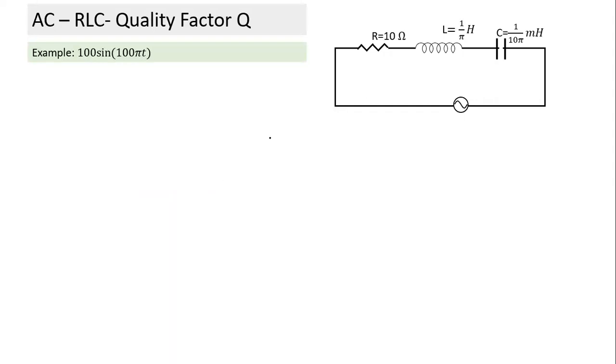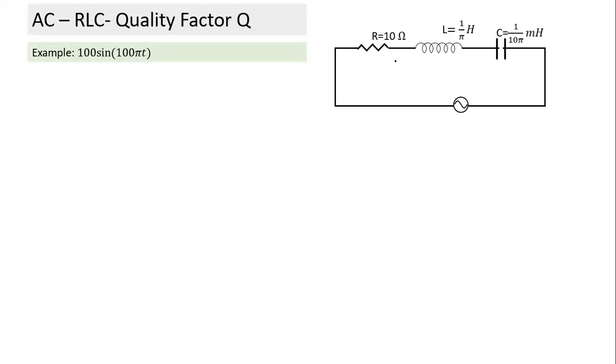Same thing, we are talking about resonance, and there's a term called quality factor. Before we understand quality factor, I'll take two examples. Notice the difference in the two cases, and if you understand the difference, you will understand quality factor a little better.